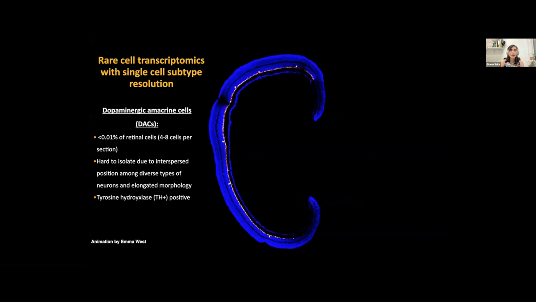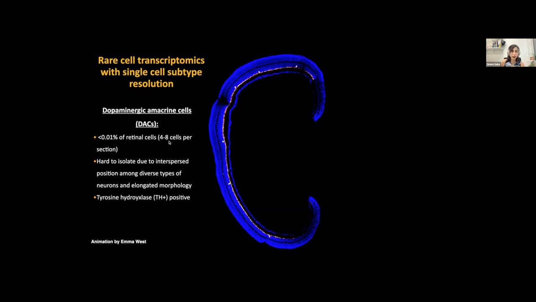So the idea was to find cells that are really rare, which is a big limitation in single cell RNA sequencing, because you have to dissociate the sample and find those very few cells in a big population and sequence those. But typically, it's not an easy task to do. And there's a particular subtype we focused on in this case that's called dopaminergic amacrine cells, in short, DACs. And these are particularly challenging because they are less than 0.01% of retinal cells.